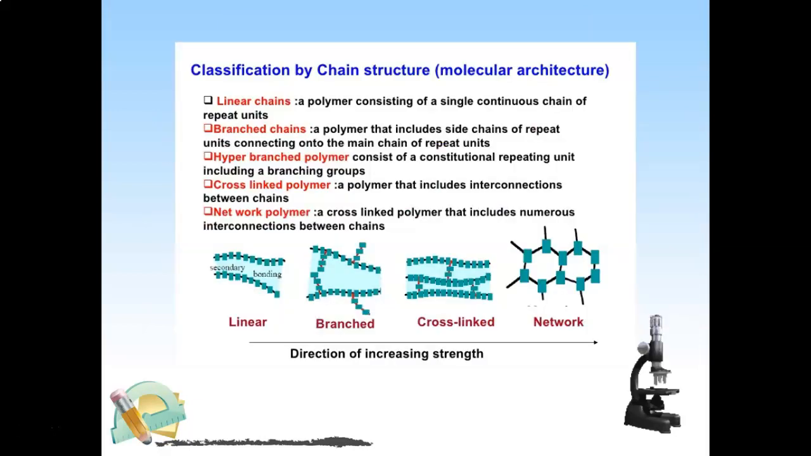Okay, so a polymer itself consists of many mers, right? So it consists of a long chain of repeating chemical units. A polymer can be linear, branch, hyperbranch, crosslink, or network polymer. So we look at the properties of the linear polymer. It is a polymer consisting of a single continuous chain of the repeat unit. Examples of linear polymers are polystyrene and polypropylene, which contain the monomer in a straight line.